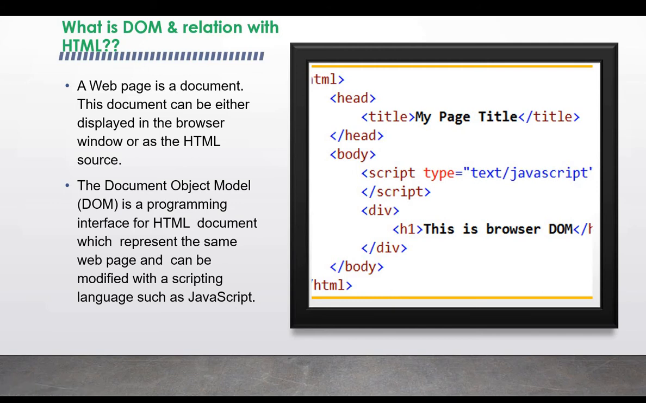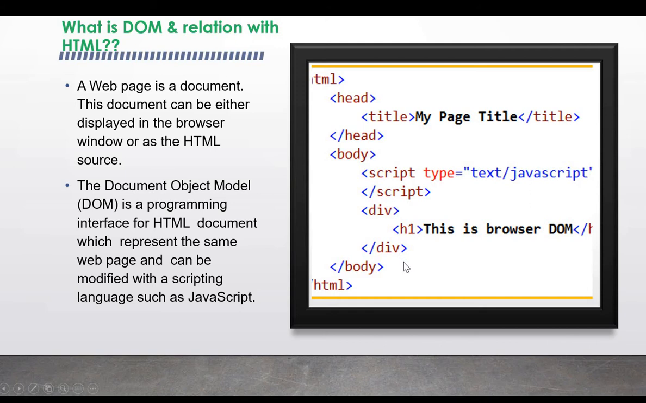Now the DOM, or the document object model, is a programming interface for HTML. It is a programming API, a programming interface for an HTML document, which represents the same web page and can be modified with a scripting language such as JavaScript. It means DOM is another type of file which is based on the HTML file.